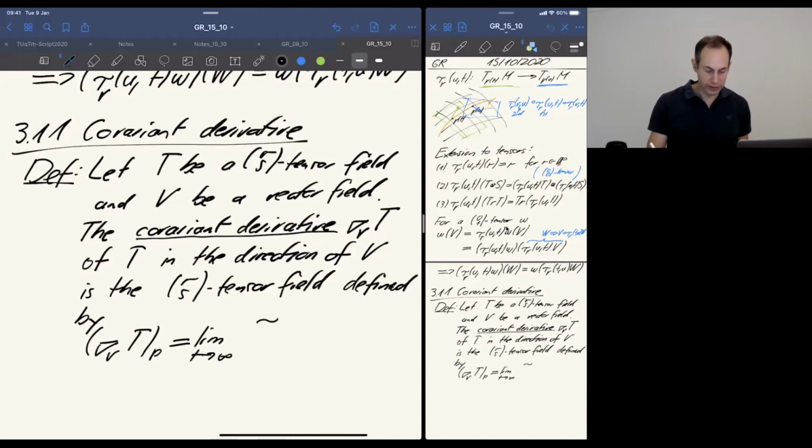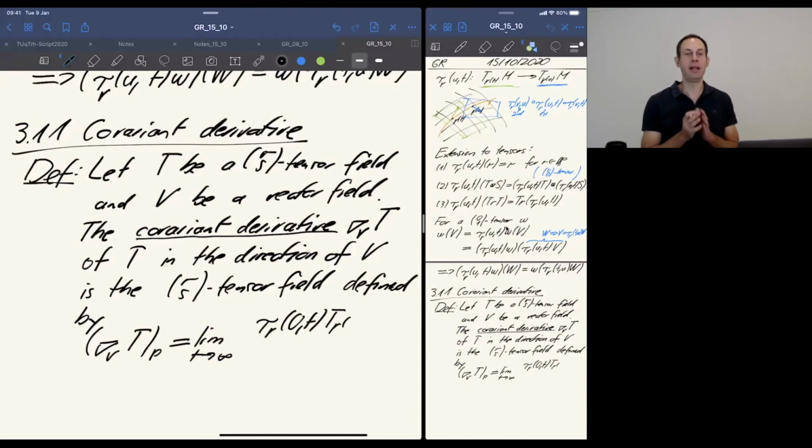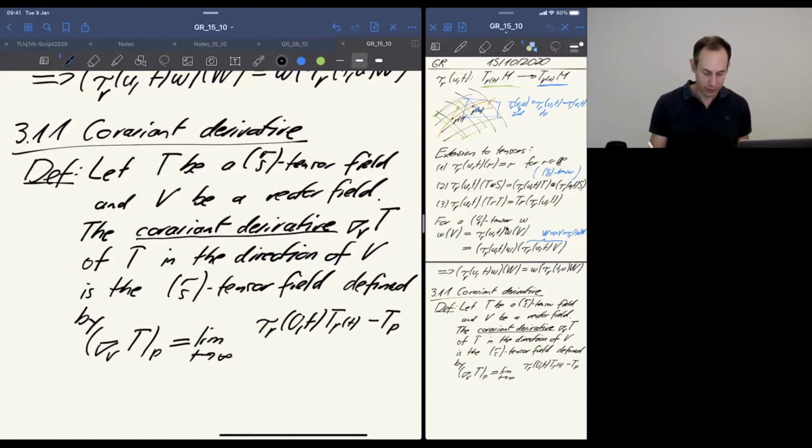So what does it do? It takes the tensor at a curve gamma. This curve gamma will be a curve defined along the direction V. So you walk the curve up to parameter t and then take the vector back to the point that you're interested in, namely the point P, and compare it with the tensor there and divide everything by t.